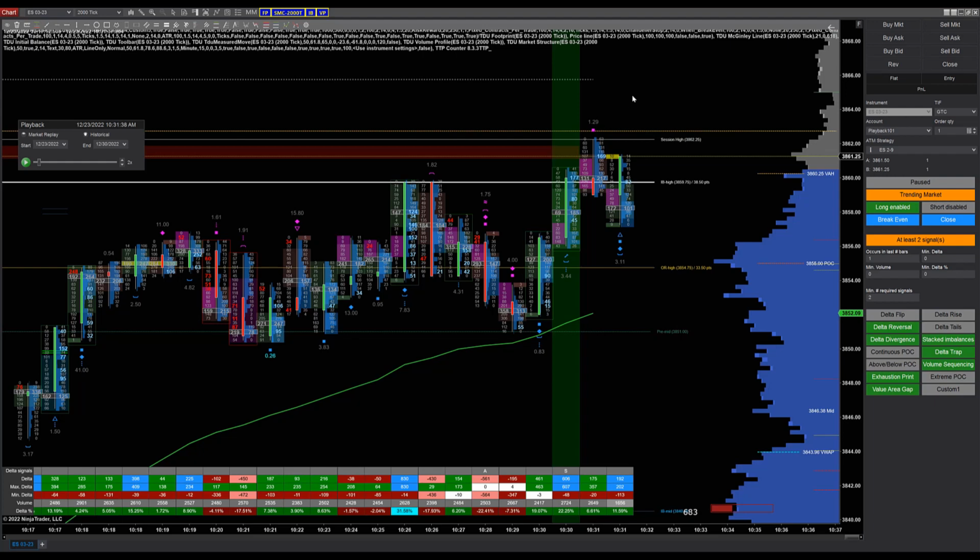So we're back in now to drive this out. Look at the muscle that comes back in here. Boom, boom, boom, boom. Lots of delta events here, and that looks like it may as well be a measured move on a smaller degree. Maybe a bit of a front run if it was.